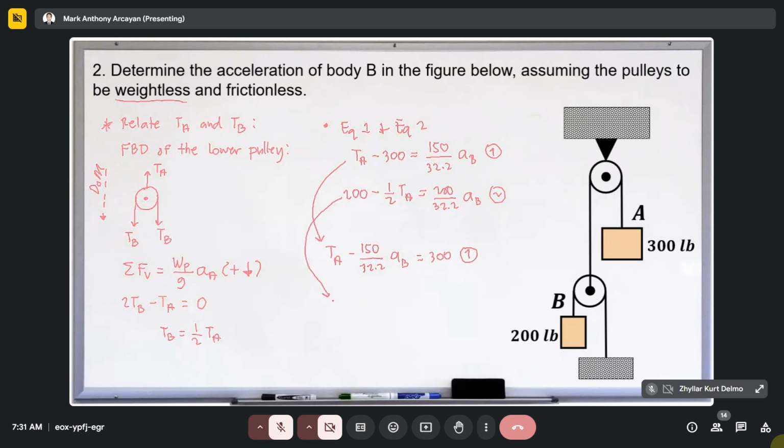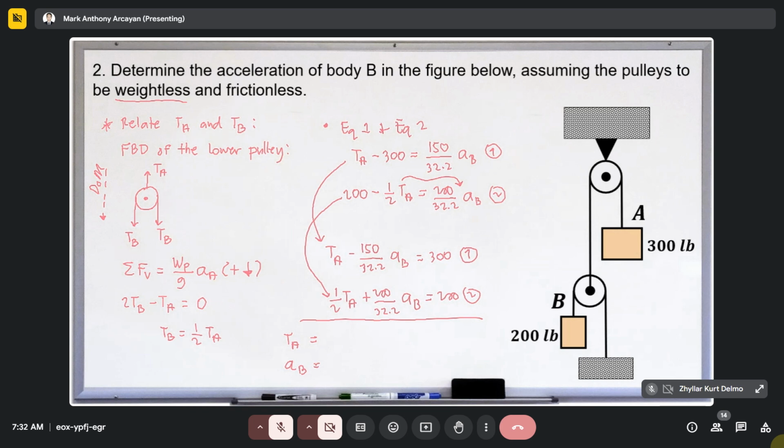Then for this one, we're going to transpose this to the other side and then flip the equation. This will become 1 half TA plus 200 over 32.2 aB is equal to 200. This is our equation 2. Then combine the two equations, class. You have two equations and two unknowns in your calculator, and then solve the values of TA and aB.